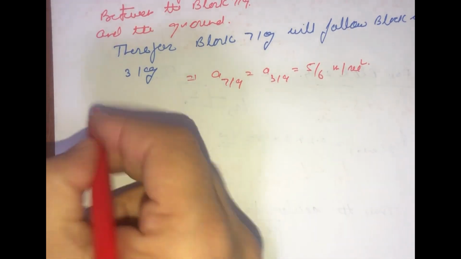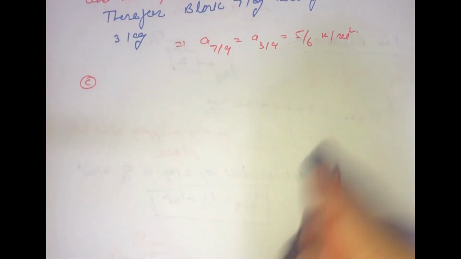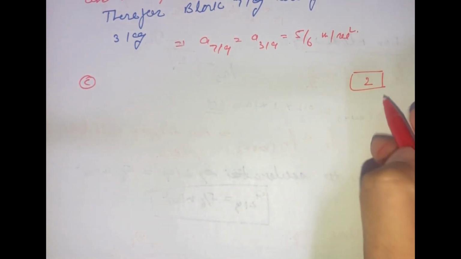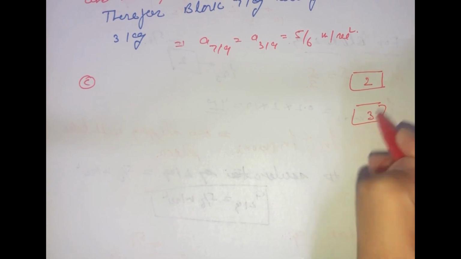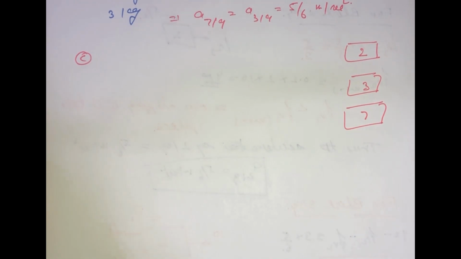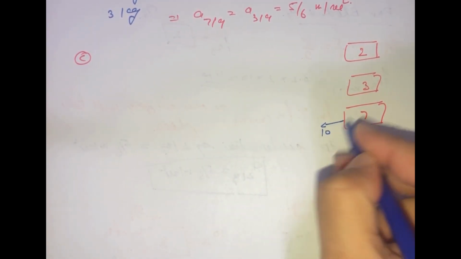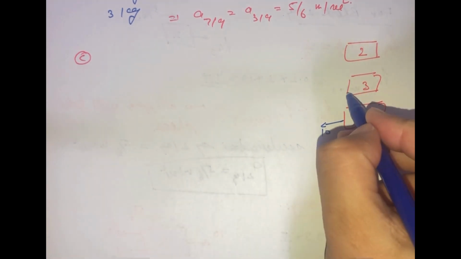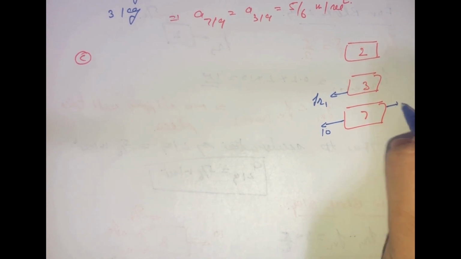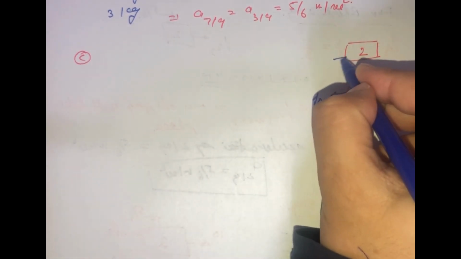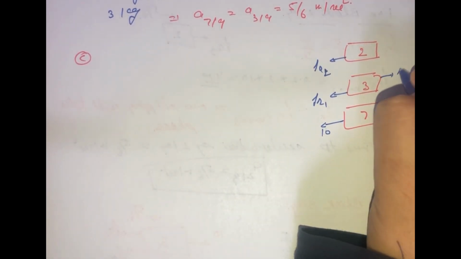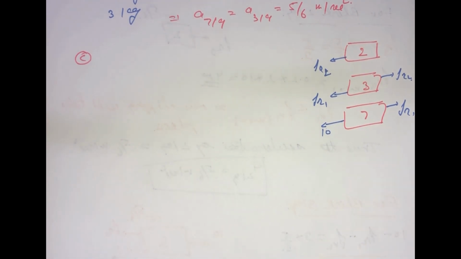C part, we have now the force being applied on the last block. We have this 2 kg, 3 kg as well as 7 kg. Force is being applied on 10 kg. So 10 kg will try to move 3 kg towards right. Let us suppose it is FR1. And 3 kg will try to move 2 kg towards right. So this is FR2. It's quite easy to solve now.